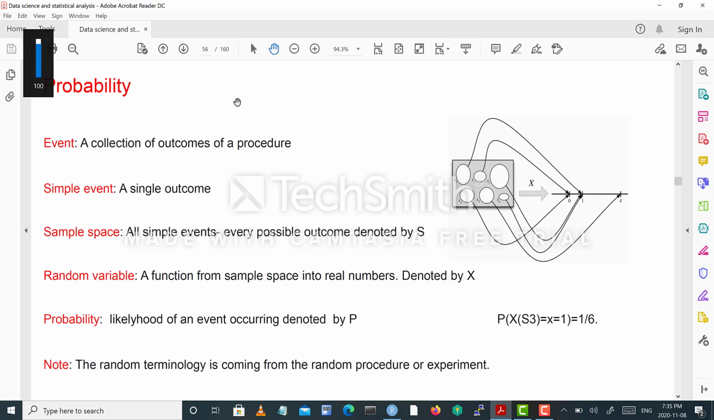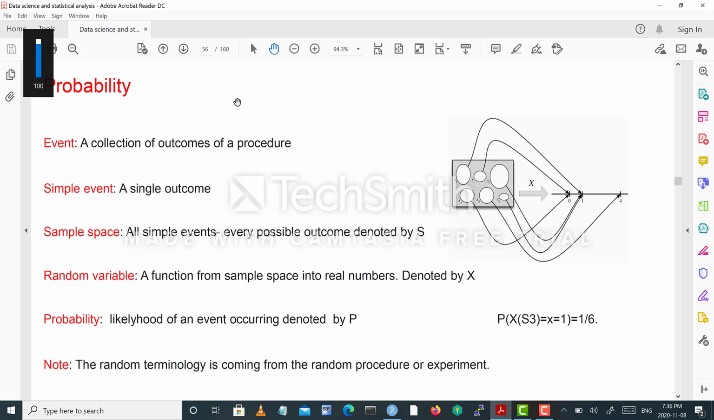Here we have a graph with this rectangular shape, and the white spaces are different samples, and then X takes these samples to 0, 1, and 4. This whole thing is called the sample space, and S1, S2, and S6 are different randomly chosen samples. A random variable is a function from the sample space to real numbers, denoted by X.